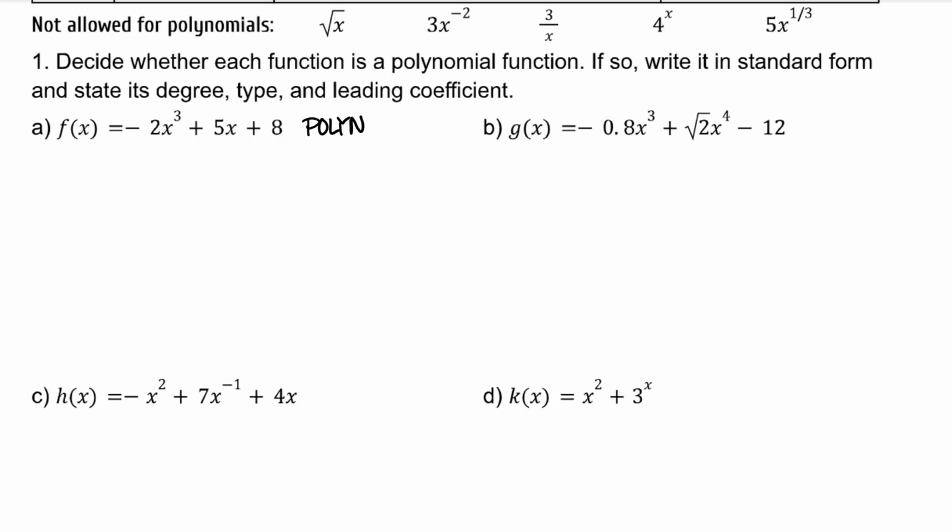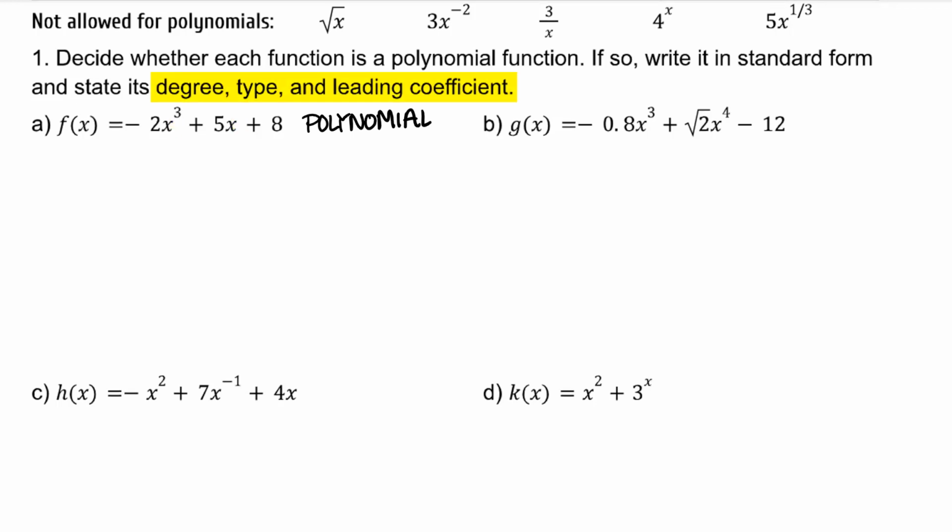The function in part A is a polynomial. To write it in standard form, we need the exponents to be in descending order. That is already the case. The first exponent is 3, the next exponent is 1, and of course the constant is at the end. Because it's in standard form, we'll get all this information from the first term. The degree is n, your highest exponent, which is 3. If n is 3, we have a cubic function, and the leading coefficient is the number being multiplied by the x with the highest exponent.